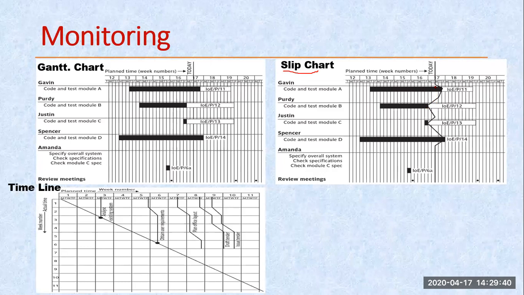If I drop this line, it should lie on this, right? But here you can see how much we are preponed and how much we are postponed from that particular date. So this is the actual line. For this task, we have already achieved so many days in advance, and in this case it is delayed. So the slip chart is another monitoring technique.